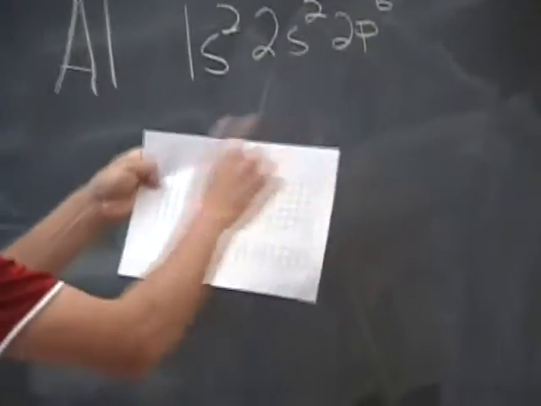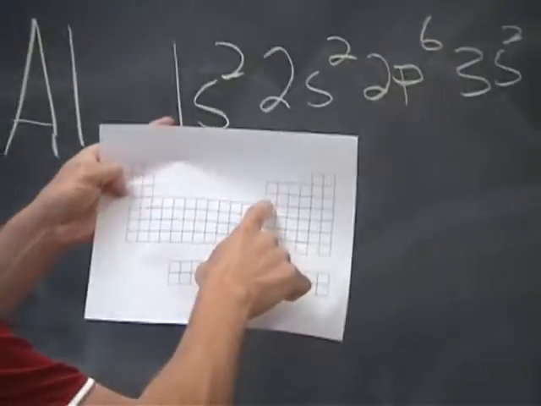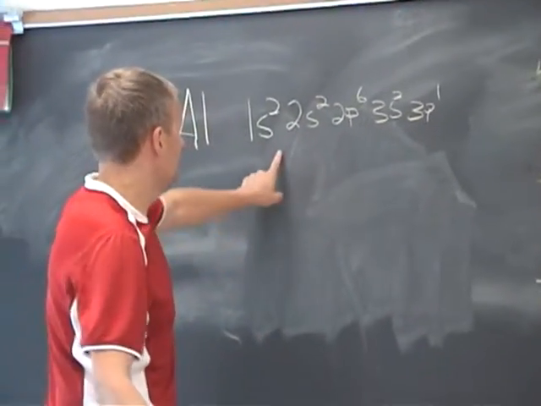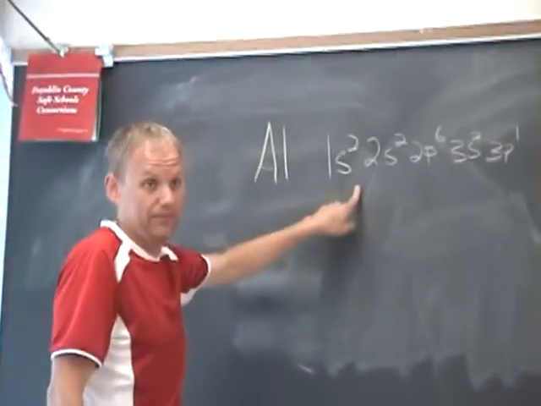2p6. I come back to the left. I go across. 3s subshell. Have I reached aluminum? Nope. 3s2. Finally, I reach aluminum. Where do I reach aluminum? 3p1. So I write down 3p1. Now from that, we have our electron configuration.